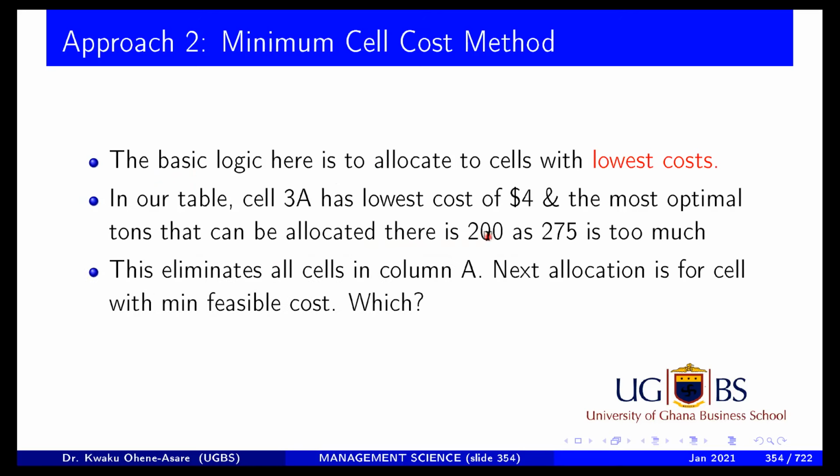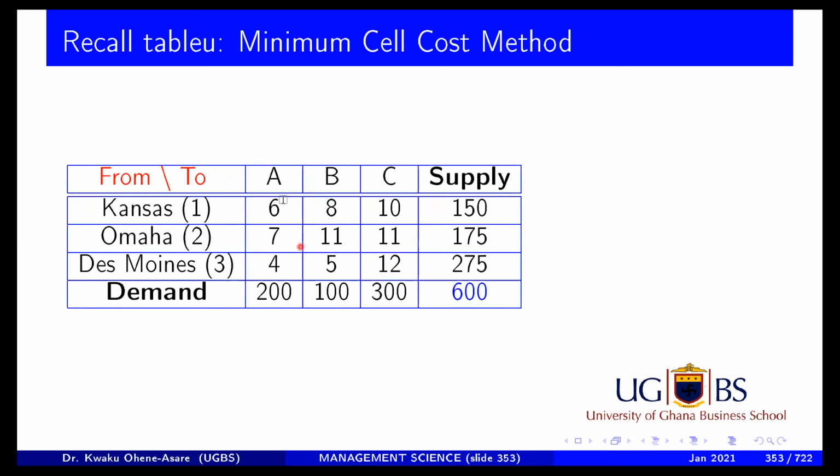Now that will eliminate all the cells in column A. Because the 200 has been satisfied, nobody else will be handled here. So even if the next one here would have been a smaller cost, you can't send anything there. So you cannot include that. So that's the first thing. It means that everything in column A is ignored.